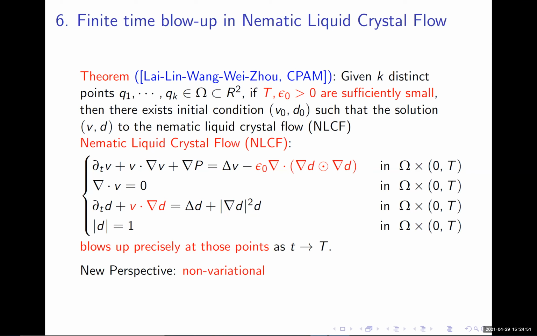When you say blow up, is that blow up of v in what norm, or blow up for d in what norm? Oh, very good question. It is the gradient of d that blows up. And the velocity, we think it will not blow up, but we can only give an estimate like a log. But we believe the velocity should not blow up. Only the gradient of d will blow up. Okay, thank you.